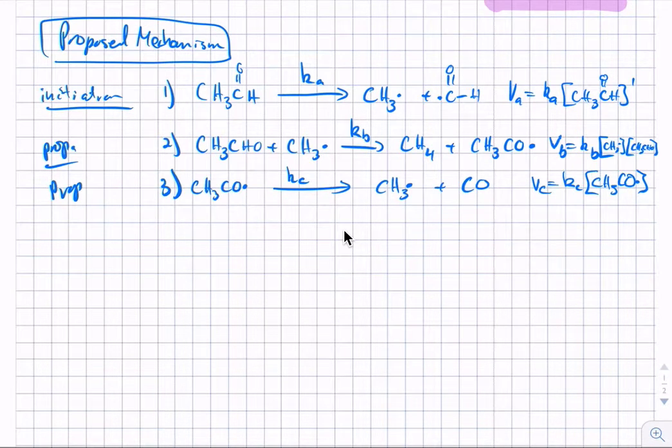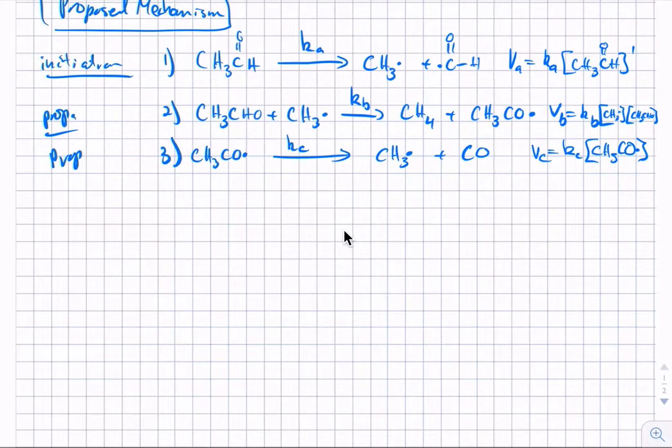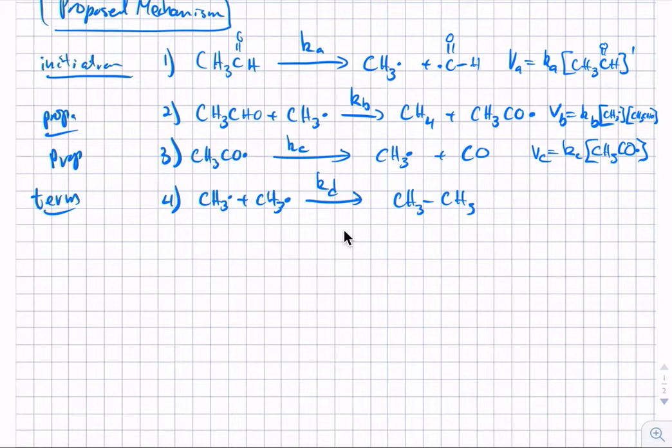Since this is a free radical chain reaction, we have to terminate the radicals at some point, and so we're going to use the following as a termination reaction. We're going to have 2 methyl radicals come together with a rate constant of Kd, forming ethane, and this is going to have a rate law of Vd equals Kd times the concentration of the methyl radical squared.